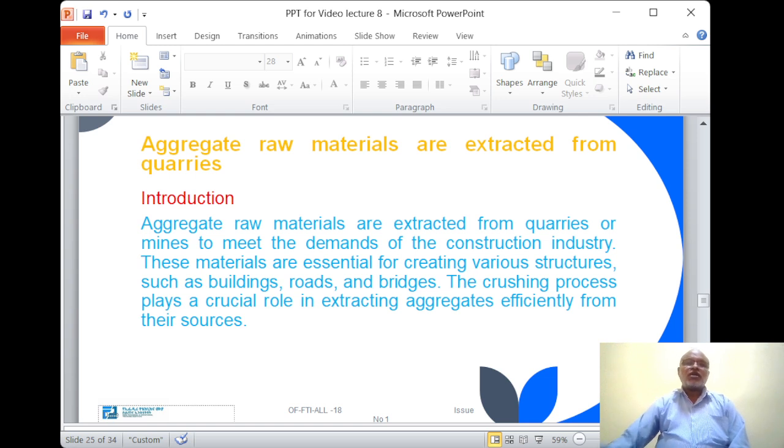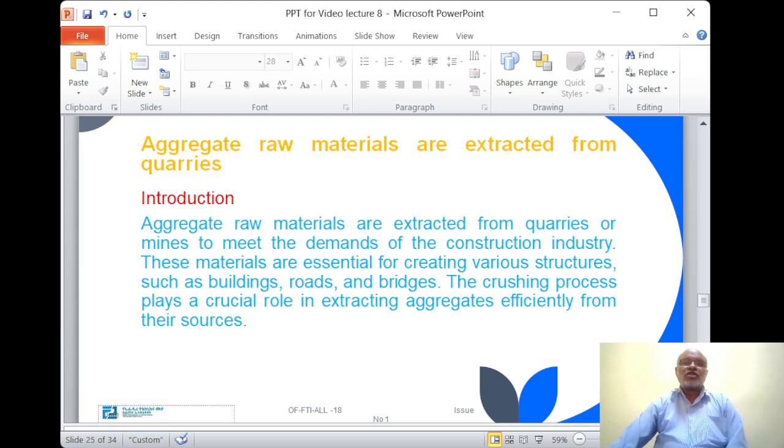Once the raw materials are extracted, they are transported via conveyor belts to a processing plant. Here, the materials are sorted, crushed, and screened to meet specific size and quality requirements. The processed aggregate materials are then delivered to construction sites where they are used to build roads, bridges, and other structures that form the backbone of our society.